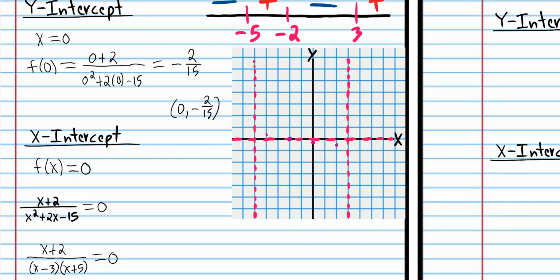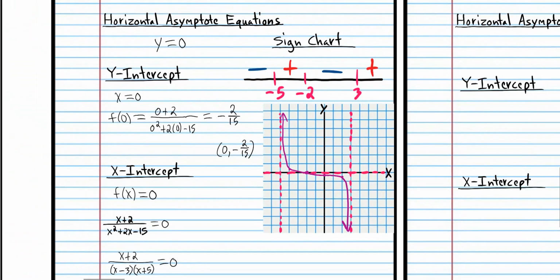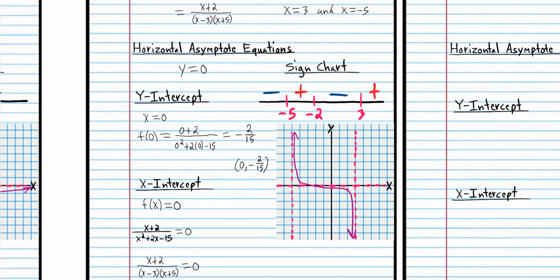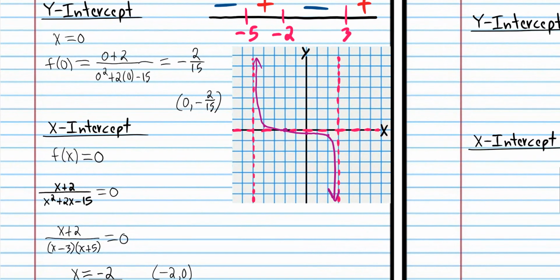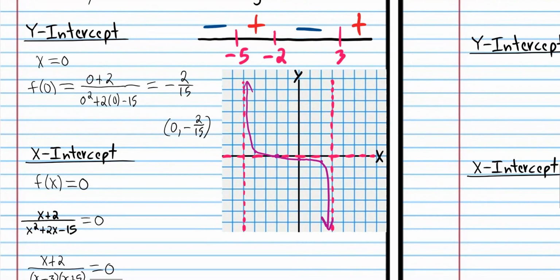Now again, your graph doesn't have to be perfect. You can see that my graph isn't exactly perfect, but it's good enough. Now let's plug in x is equal to 4, and we get 6/9, I believe. And that's going to be 2/3. So that's enough to help us graph that part.